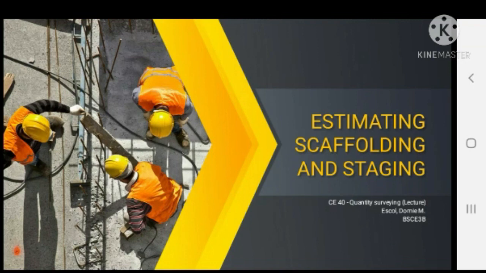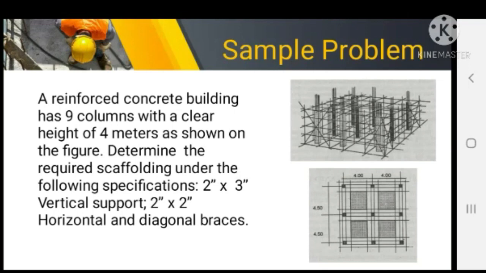So, on estimating the scaffolding and staging, we will provide a sample problem. In this problem, a reinforced concrete building has 9 columns with a clear height of 4 meters as shown in the figure. Determine the required scaffolding under the following specifications: 2-inch by 3-inch vertical support and 2-inch by 2-inch horizontal and diagonal braces.